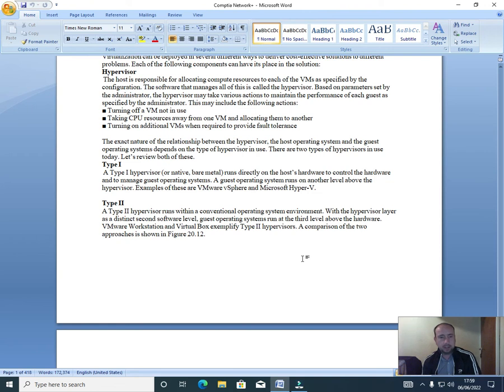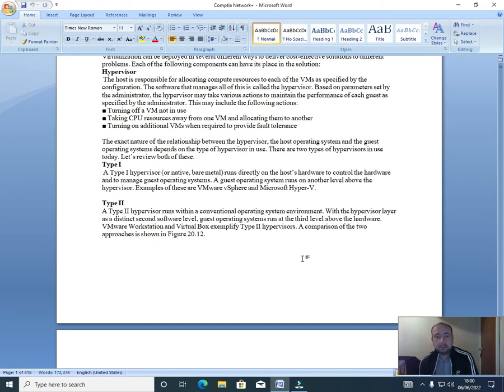Everyone, welcome back to the CompTIA Network+ course. Hypervisor. The host is responsible for allocating compute resources to each of the VMs as specified by the configuration. The software that manages all this is called the hypervisor.